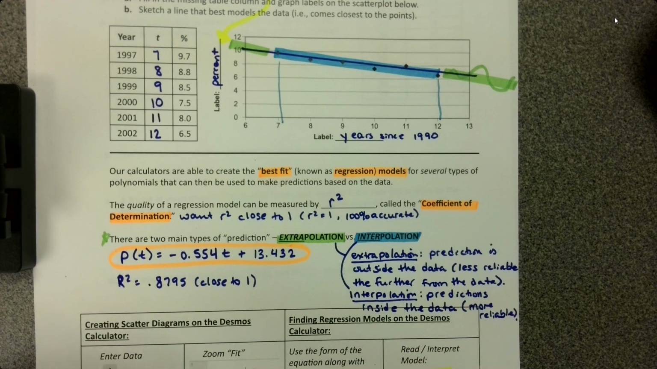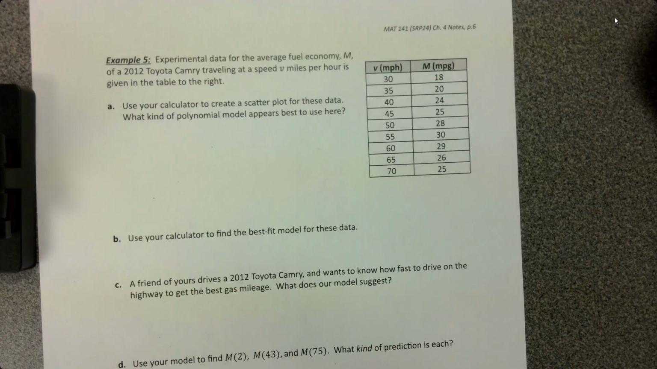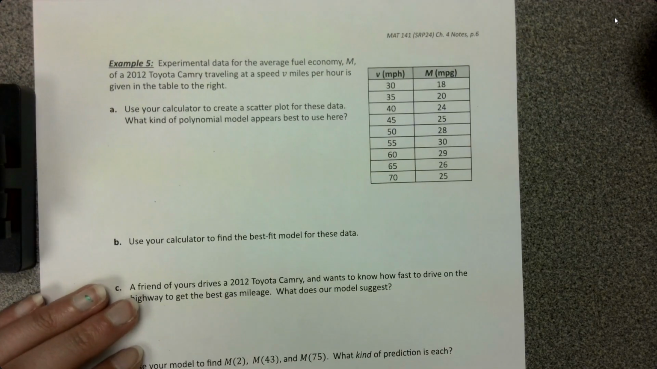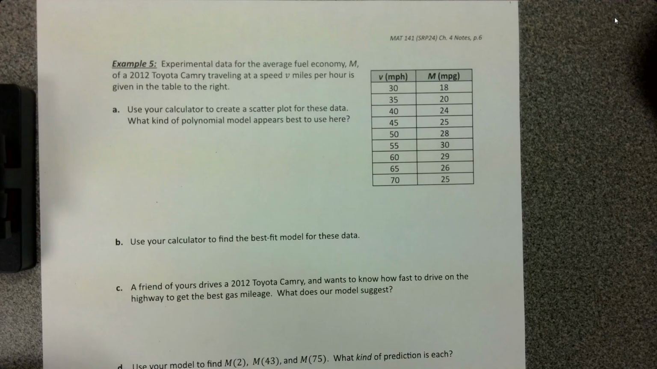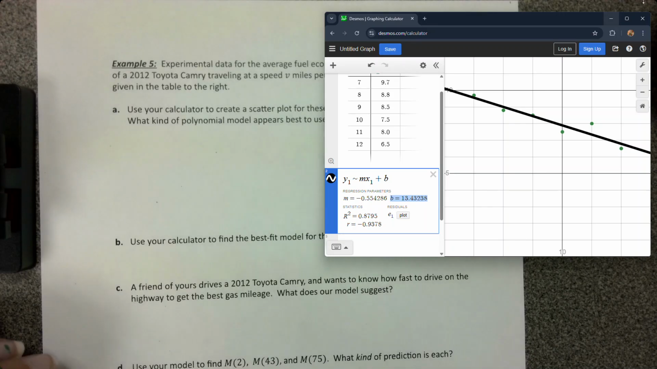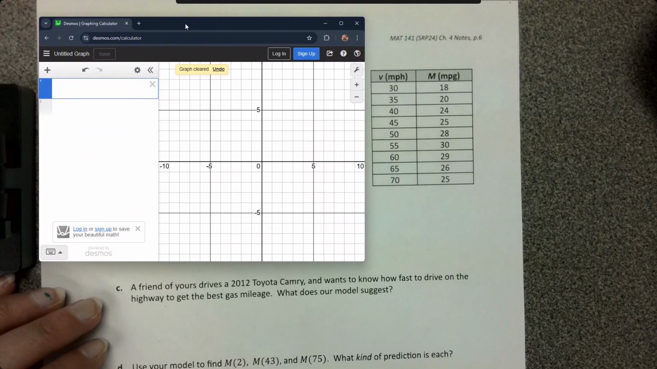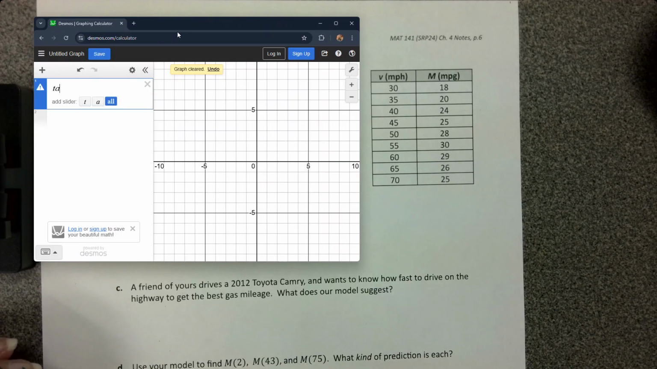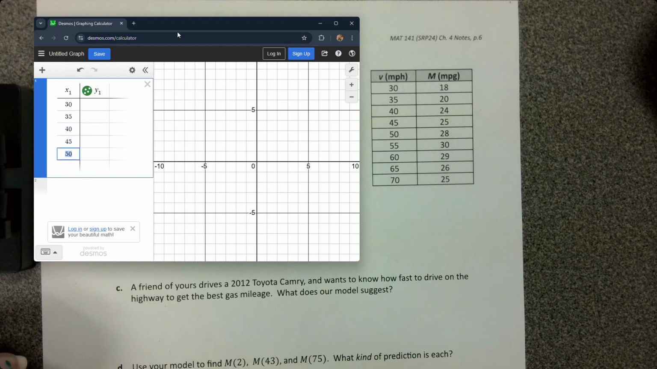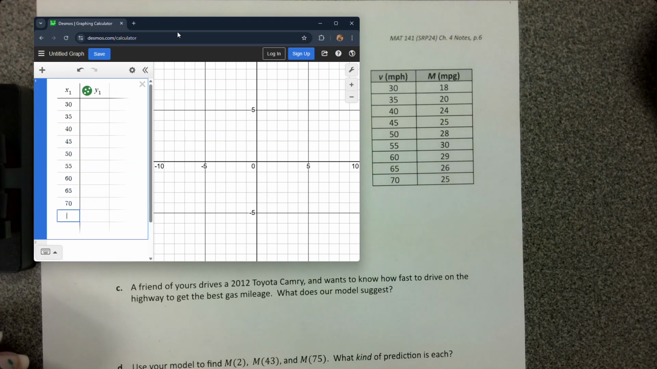All right. Our last page here, we've got another set of data. This one is on fuel economy for a Camry. And we're going to plot this data and figure out what kind of model to use. Clear this graph. Make a table. Okay, so let's enter the X values, get the Y values here.